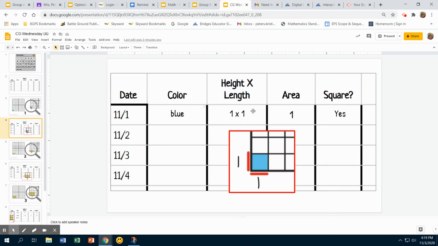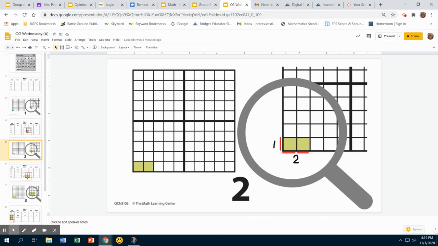And then, is this a square? Does it have four equal sides? Well, if the height is one and the length is one, then yes, all four of those sides are going to be one. So that figure is a square. So let's go ahead and take a look at day two.